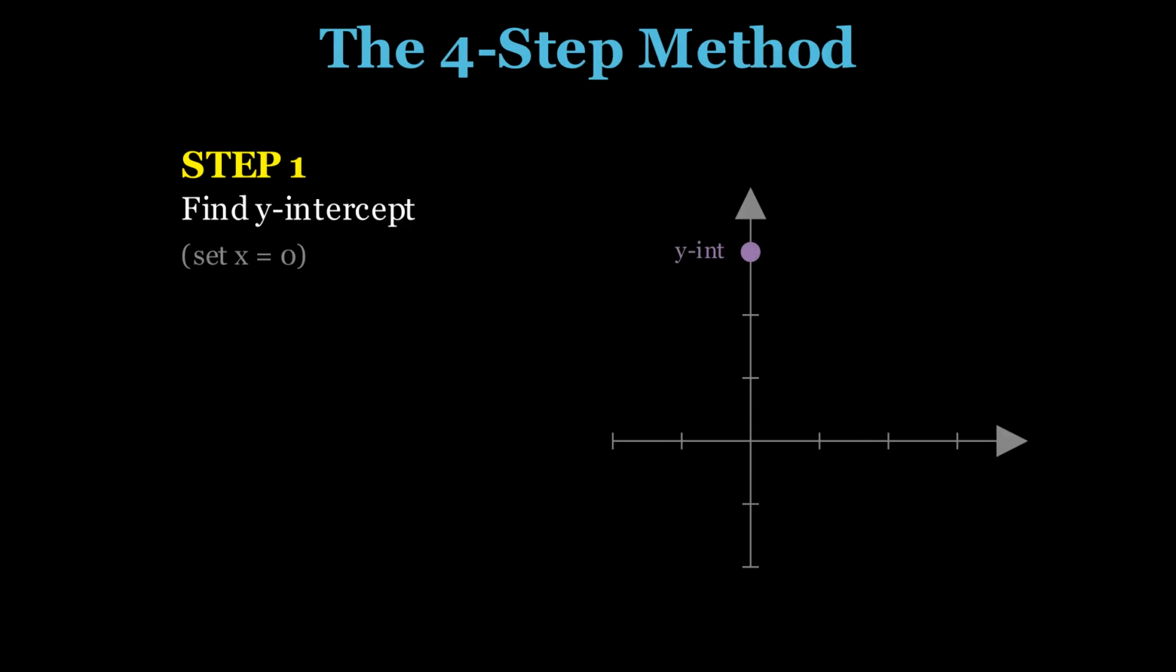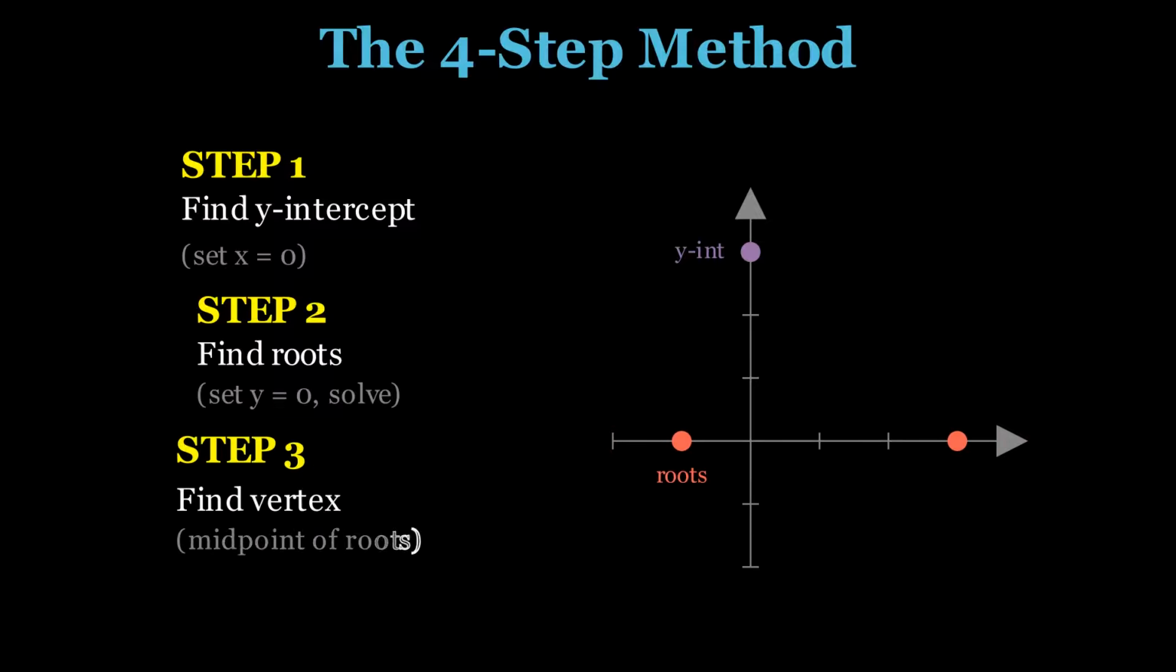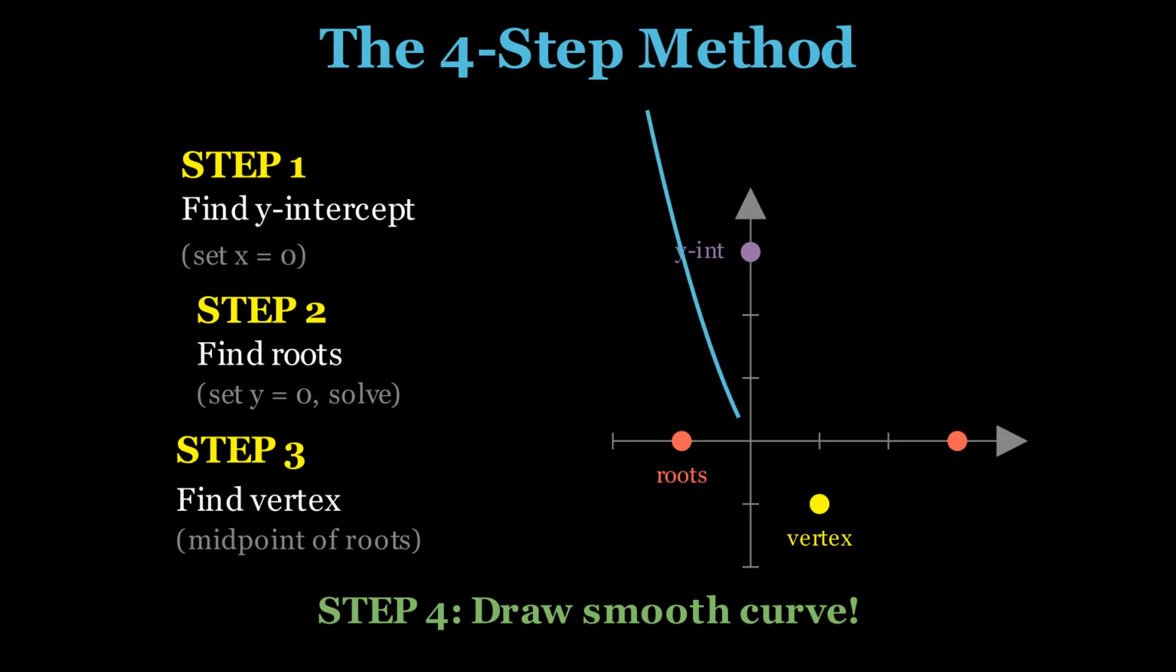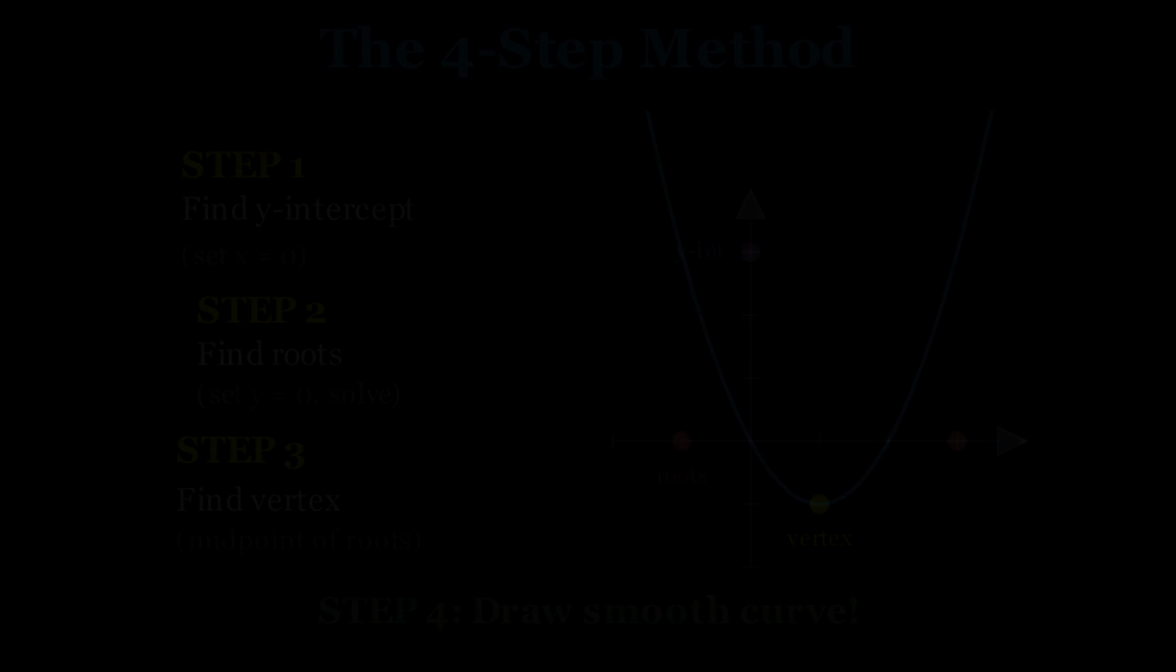Step 1. Find the y-intercept. Just set x equals 0. Step 2. Find the roots. Set y equals 0 and solve. Step 3. Find the vertex. It's the midpoint of the roots. Step 4. Draw a smooth curve through all your points. 4 simple steps.